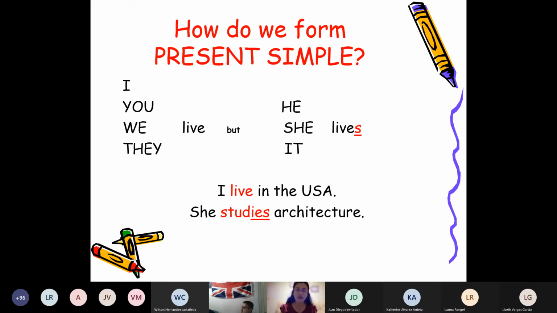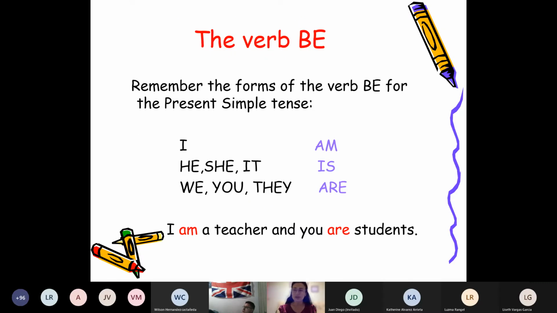So here you have the conjugation of the verb to live for the plural subjects or the personal pronouns I, you, we, they live, and how is the conjugation when you have the third person singular. He studies. You add es to the third person singular, okay? Siempre le agregamos s or es in the present simple to the verb for he, she, it, or singular subjects. And here, what happened with the verb to be?